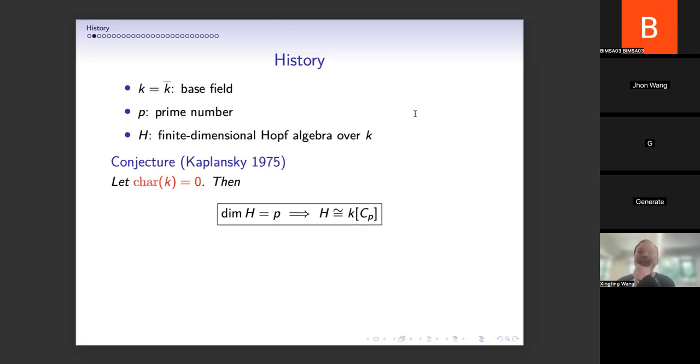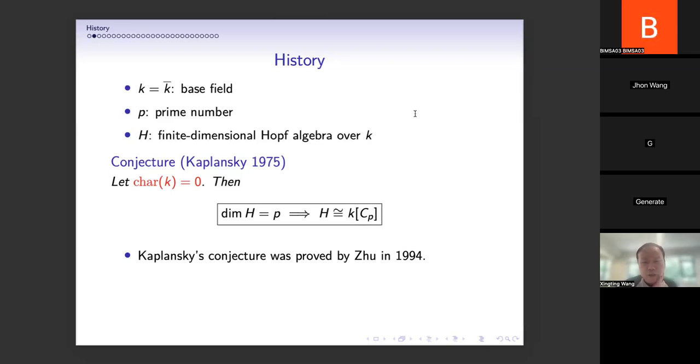The story about what kind of Hopf structure we can have in a particular dimension starts with Kaplansky's conjecture in 1975. It's at the last page of his book called Bialgebras. At that time, Hopf algebras had just come into being. Sweedler defined what a Hopf algebra is, and people were trying to study it from different points of view. That's where the conjecture comes in. It's mainly based on characteristic 0. If you take a Hopf algebra of dimension p, then it should only give us the classical case, which is a group algebra.